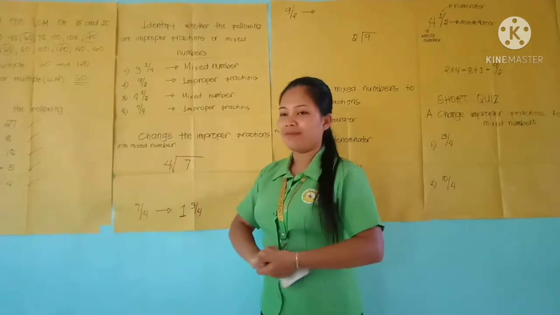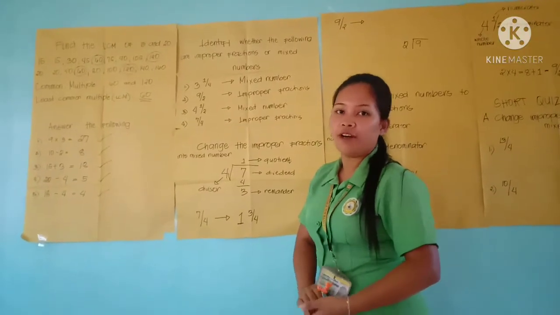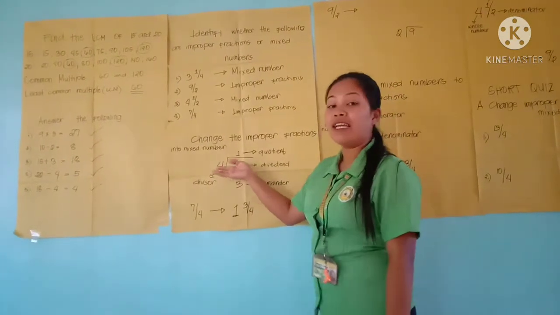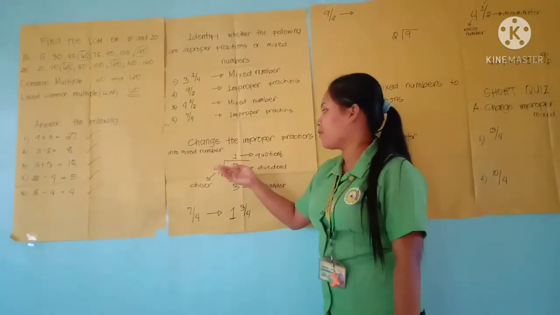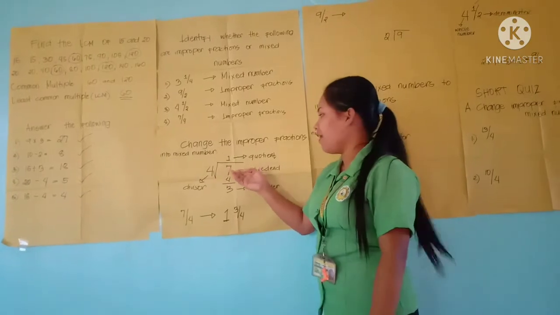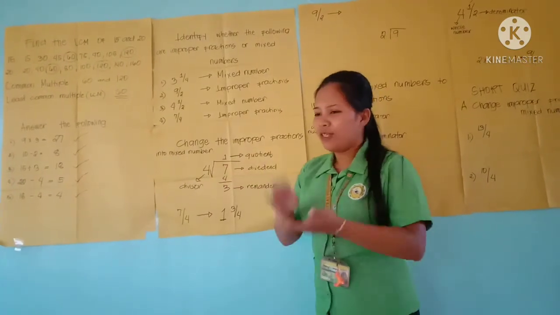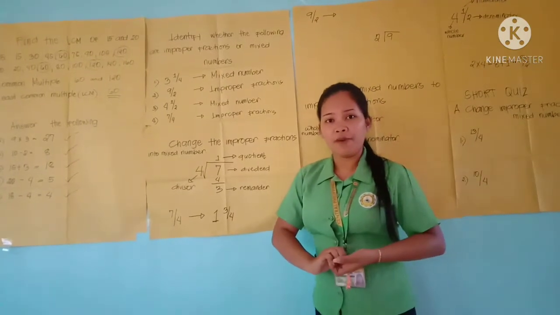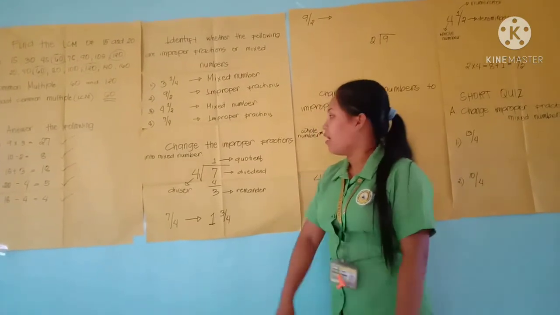Come here. Let's see the work of Regine. 7 divided by 4 is 1. 1 times 4 is 4. 7 minus 4 is 3. Good job, Regine! So how do we change improper fractions into mixed numbers?